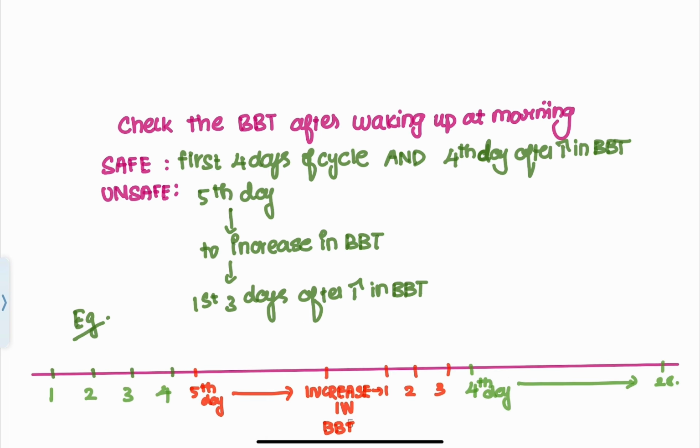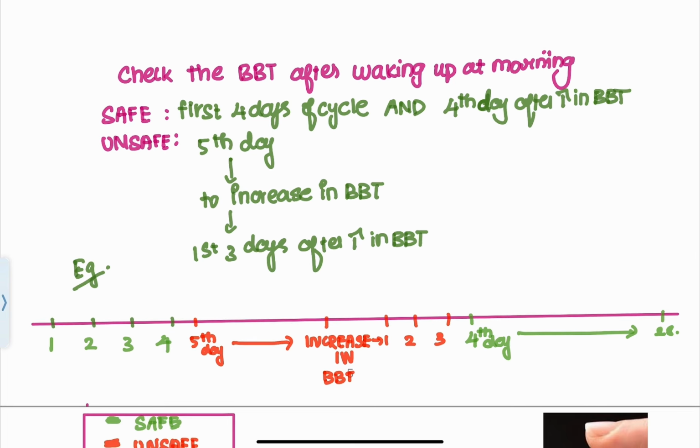So you need to check the basal body temperature after waking up in the morning. This is the advice you're going to give to the female. So with respect to this basal body temperature, when is the safe and when is the unsafe period? First 4 days of the menstrual cycle, please remember, safe is equal to 4. Safe is equal to 4.